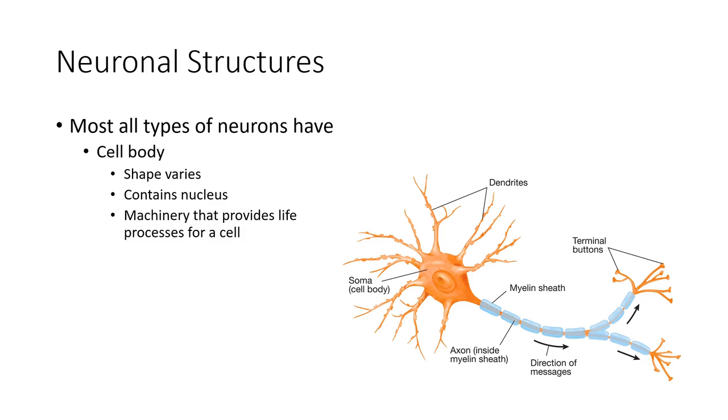And the nucleus, just to remind you, I'm sure most of you are at least familiar with the nucleus, but within the nucleus is contained a lot of what we call machinery that provides life processes for the cell. That is energy and things that the cell needs to survive and not die off. Those things are produced within the nucleus.